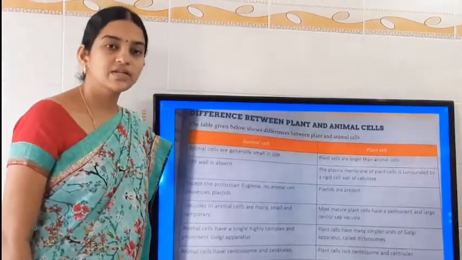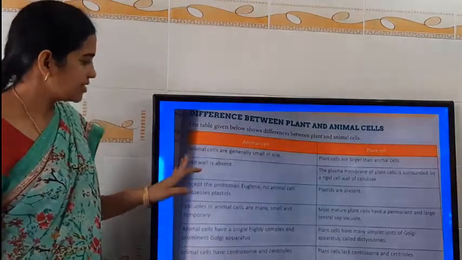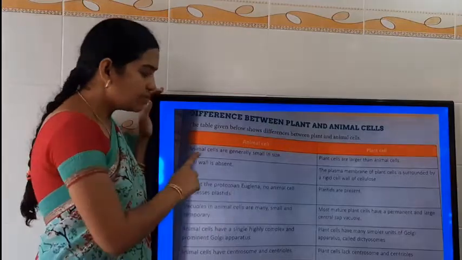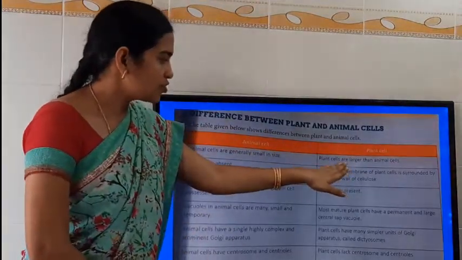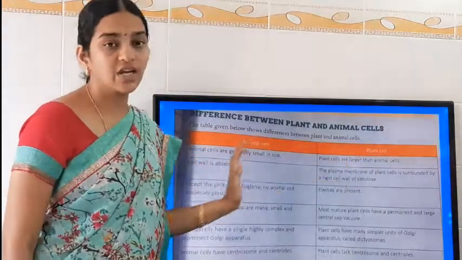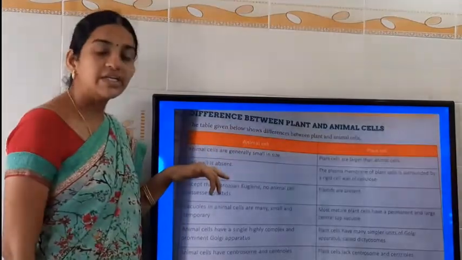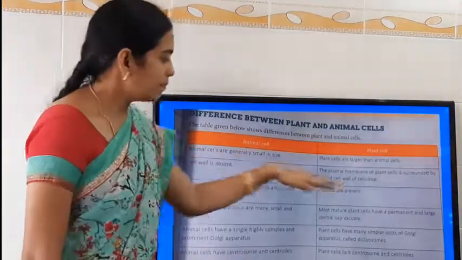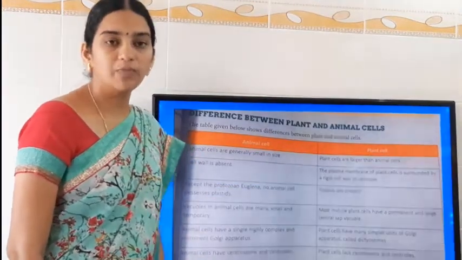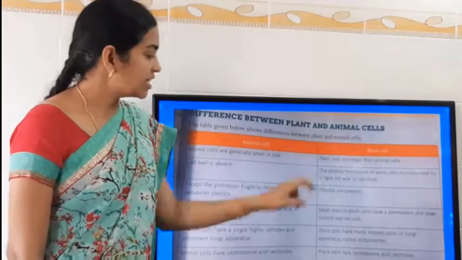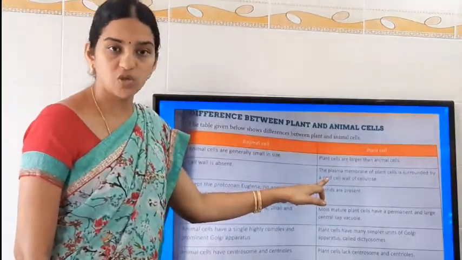The next topic is the difference between the animal cell and plant cell. Animal cells are very small in size, but the cells which are present in plants are larger when compared to animal cells. Next difference is the cell wall is absent in animal cells, but the cell wall is found in the plant cell. And this cell wall is made up of a material called cellulose. This cell wall in plants helps the plant to be very strong.